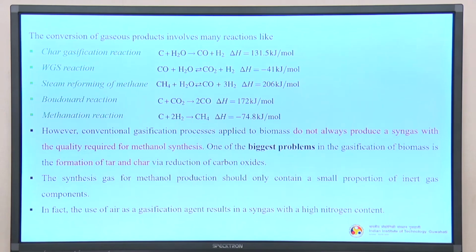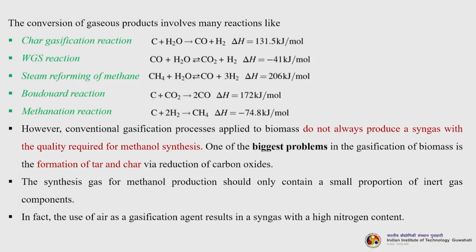However, unconventional gasification processes applied to biomass do not always produce a syngas with the quality that is required for methanol synthesis. So, please note that any syngas that is produced through biomass gasification cannot be used directly to convert it to methanol. We need certain purity. One of the biggest problems in the gasification of biomass is the formation of tar and char via the reduction of the carbon oxides.